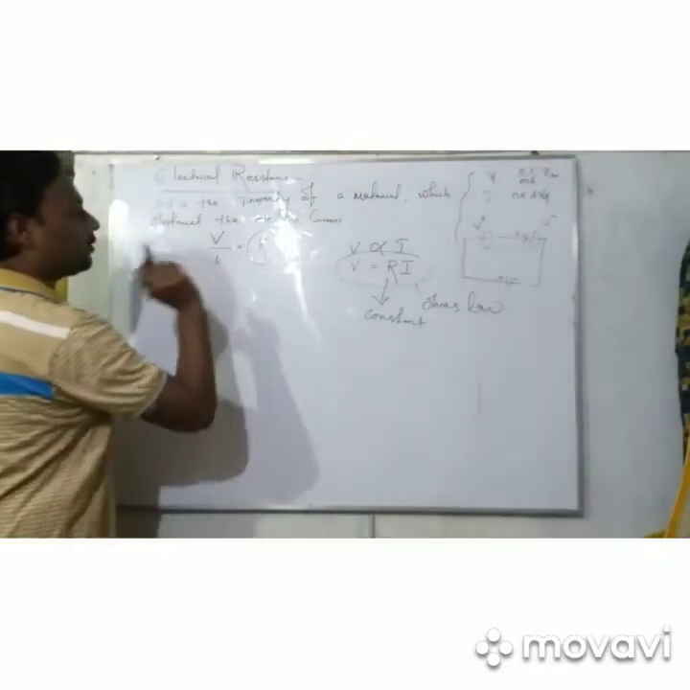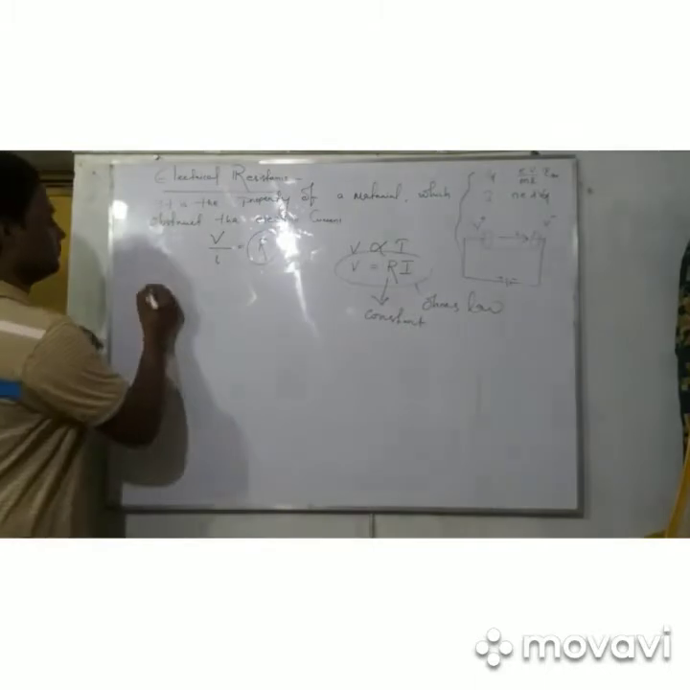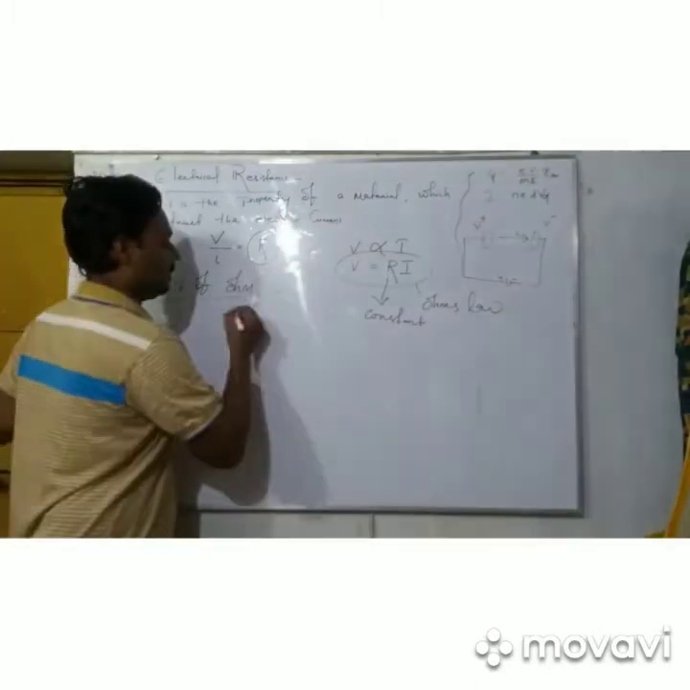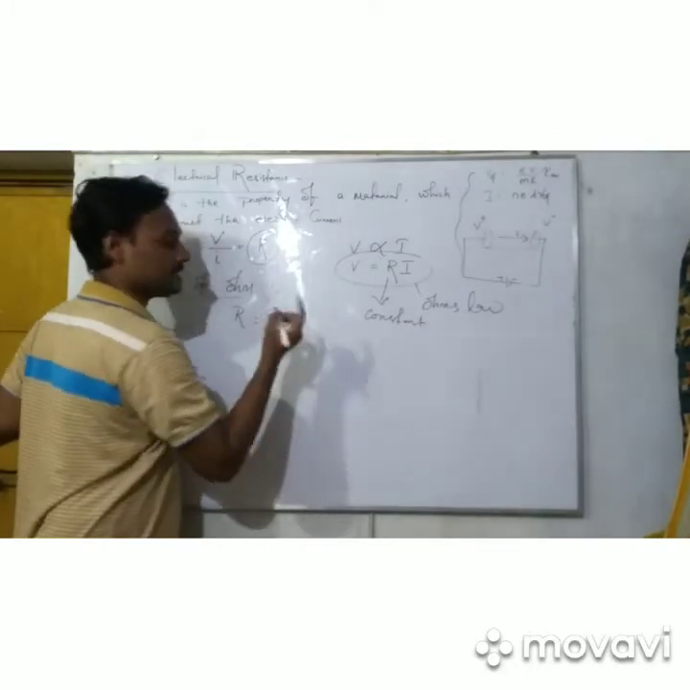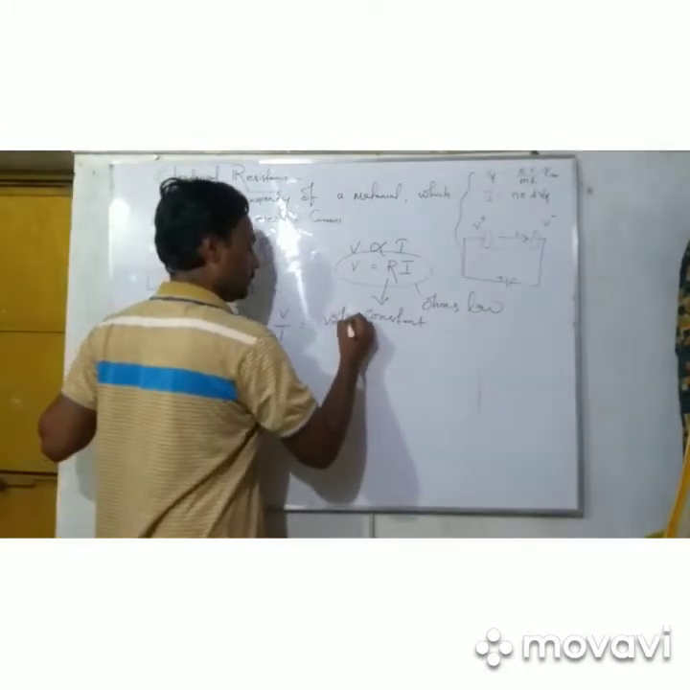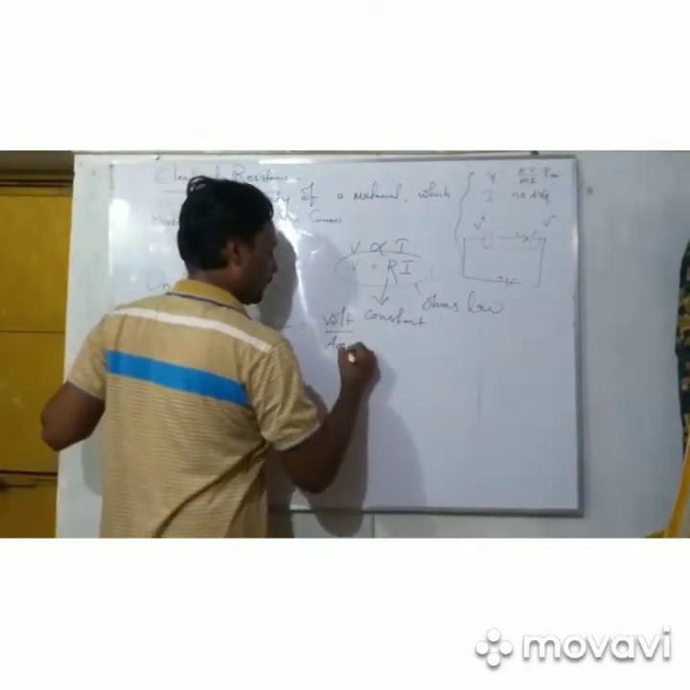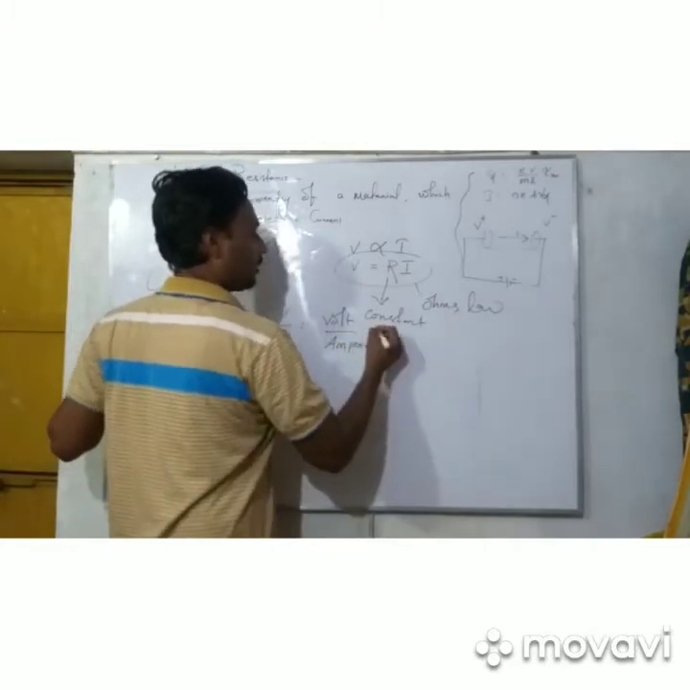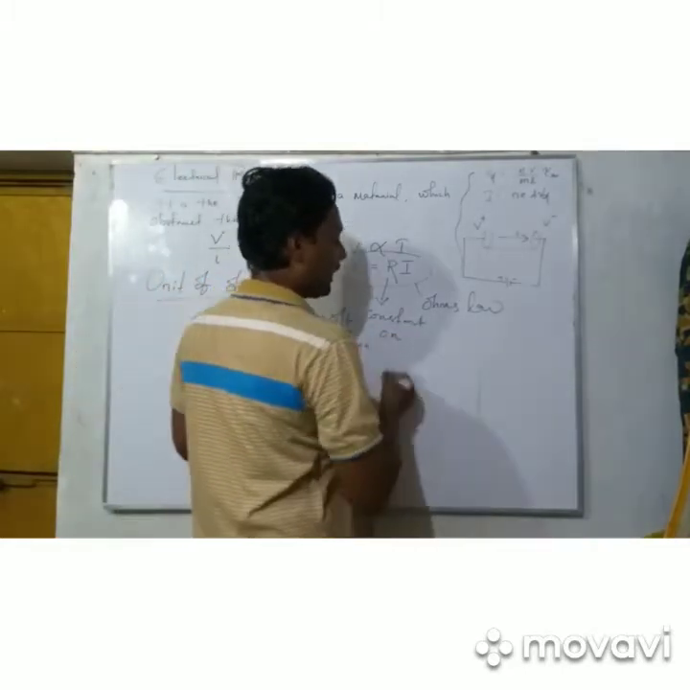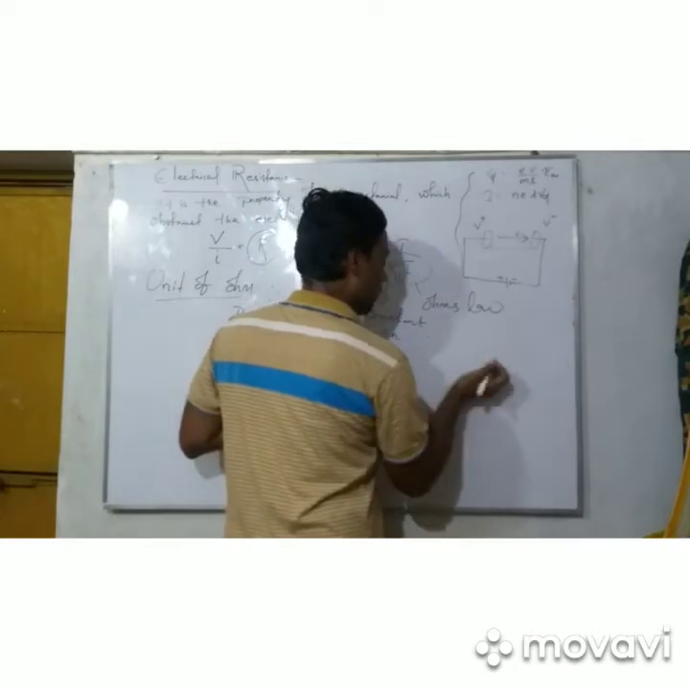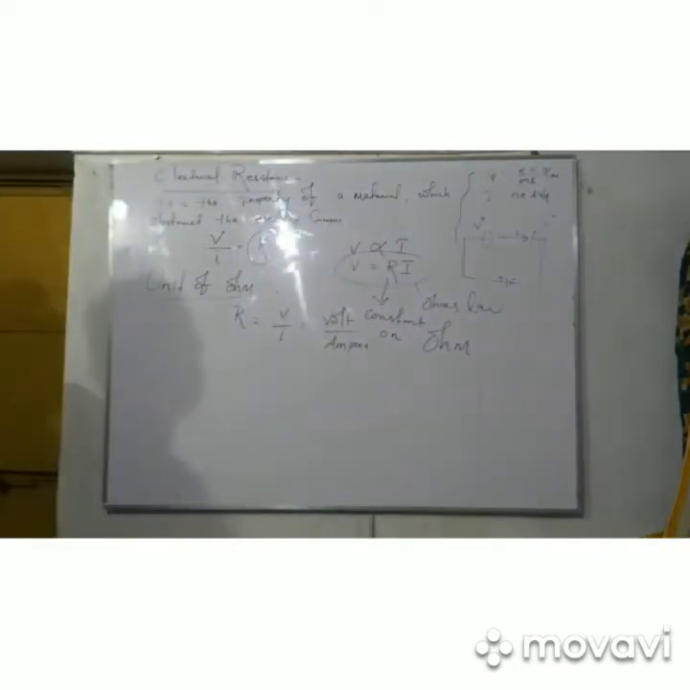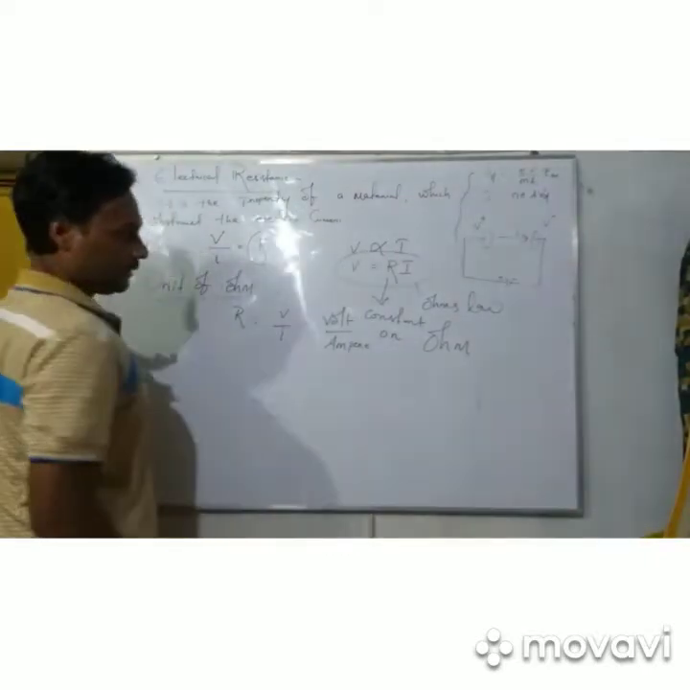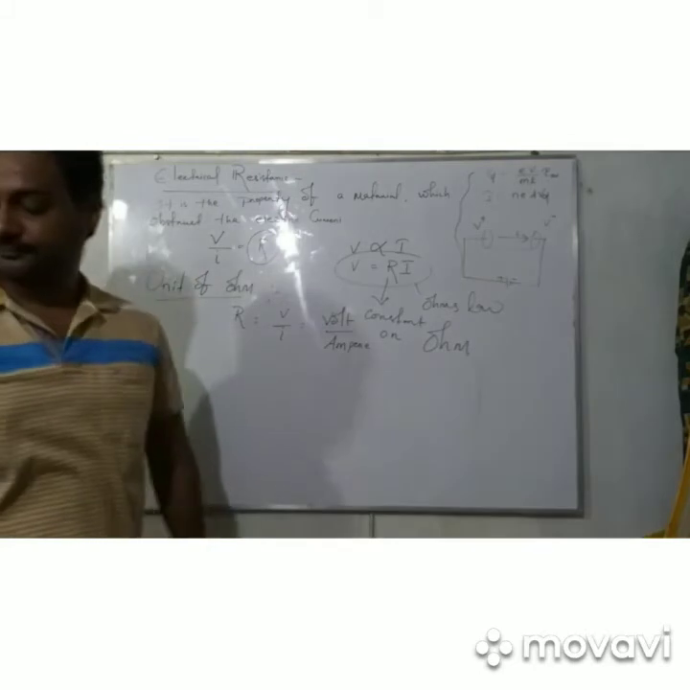So V by I equals R. Its unit: R equals V by I. V means potential difference, so the unit is volt per ampere, or in SI it is called ohm. Clear? Please note it.